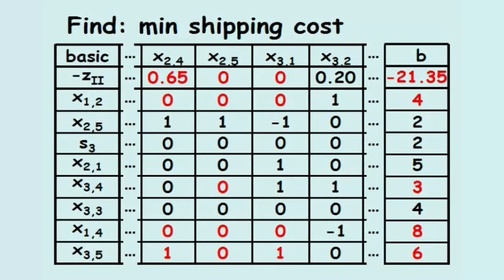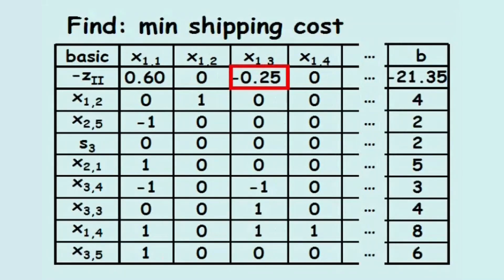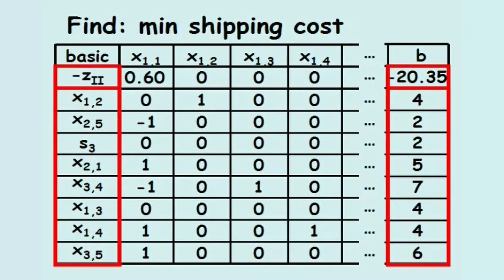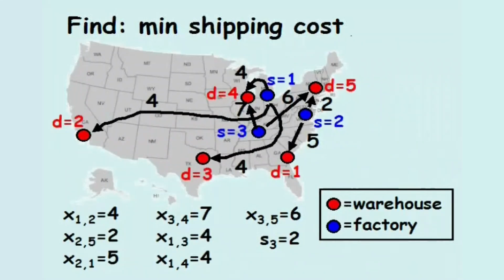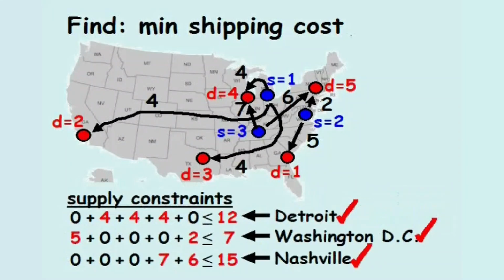After pivoting, the only remaining negative reduced cost coefficient is the one for variable X13. Based on the ratio test, X13 will take the place of X33. And after pivoting, an optimal solution is found because there are no more remaining negative reduced cost coefficients. Returning to our map, the optimal shipping routes are shown, where the supply constraints are maintained, as well as the demand constraints.